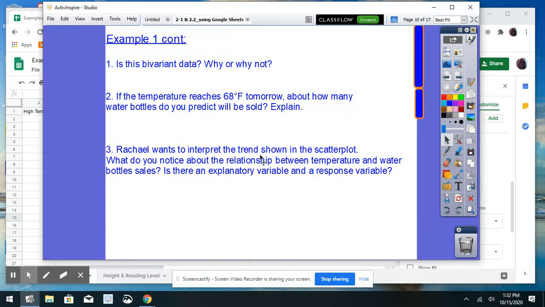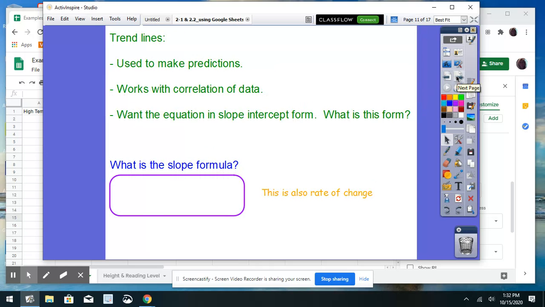And then she wants to interpret a trend in the scatter plot. And so there, what they're asking is, it seems to go up as the number of bottle sales goes up as the temperature goes up. And that's what we're looking at as explanatory and response variables. And then the trend lines are used to make predictions, and they work with the correlation of data.